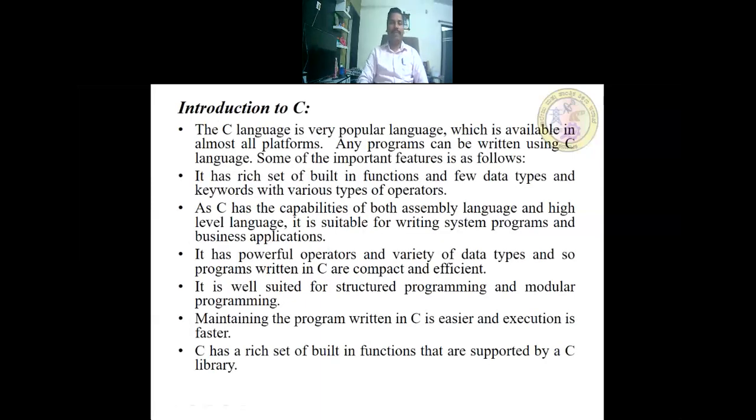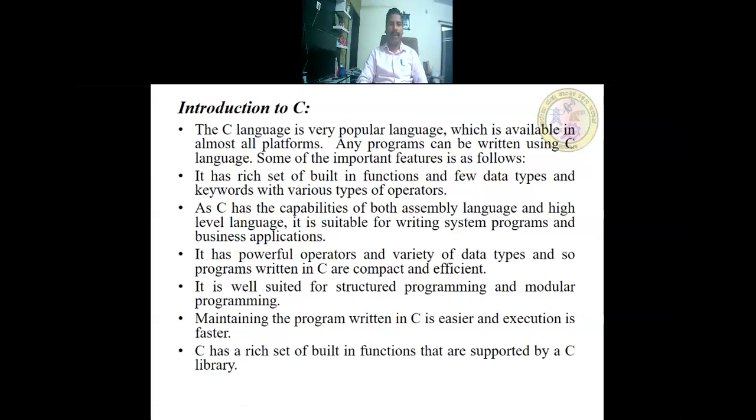The C language is a very popular language which is available in almost all platforms. Any programs can be written using C language. Some of the important features of C language are as follows. It has a rich set of functions and very few data types and keywords with various types of operators. As C language has the capabilities of both assembly language and high level language, it is suitable for writing system programs and business applications.